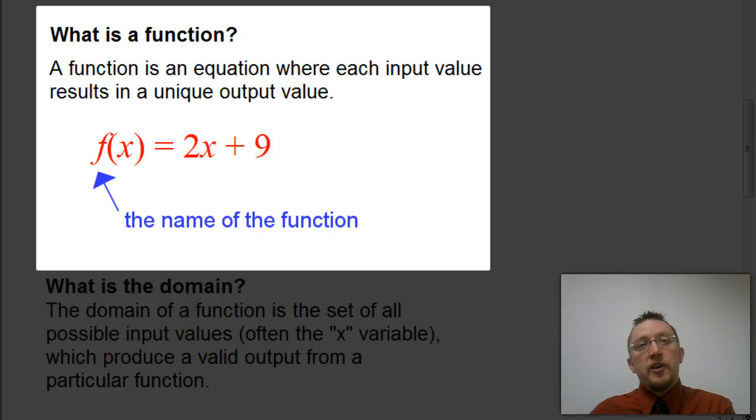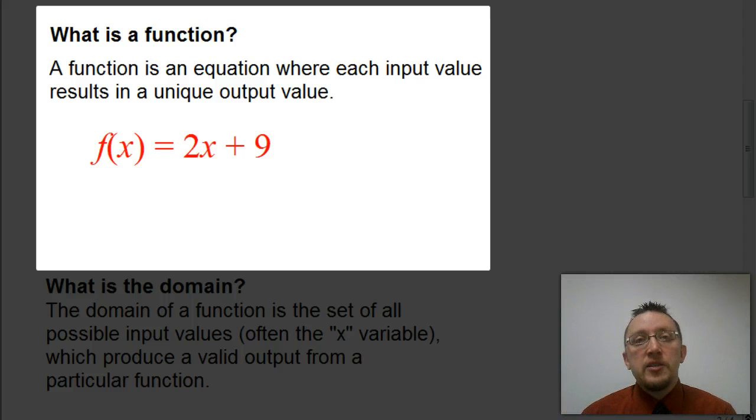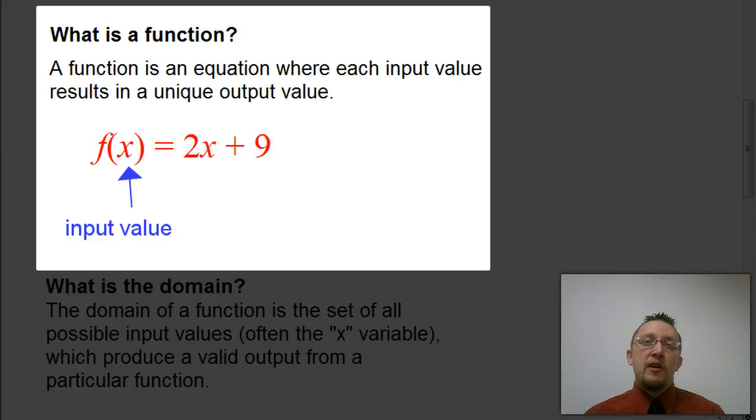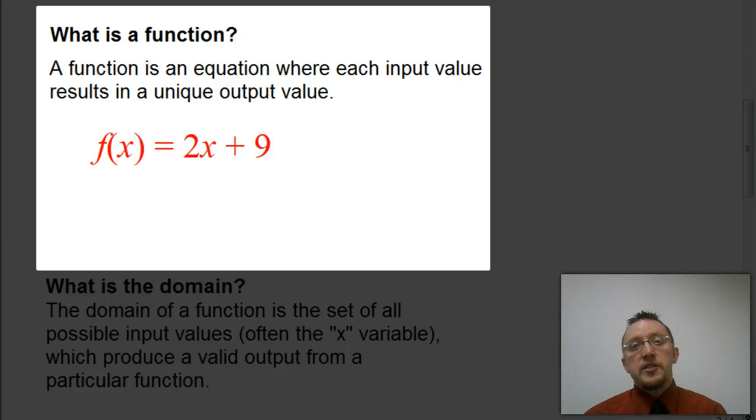So that's the name of the function, f of x. Now what's in parentheses following that f is our input value. In this example, our input value is going to be x. To the right of the equal sign tells you what you do with that input value. Here it's telling us that we're going to take that input value, multiply it by 2, and then add 9. By doing that, that would give us our output.